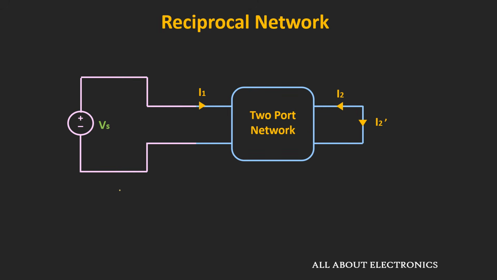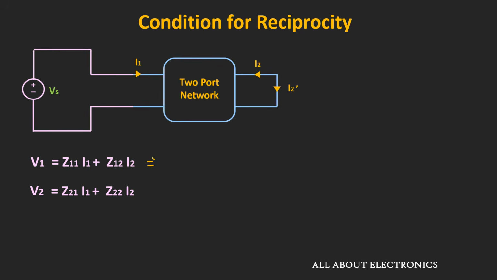That means here the voltage V1 is equal to Vs, while the current I2 is equal to minus I2 dash. And as port 2 is short circuited, the voltage V2 is equal to 0. From this we can write voltage Vs is equal to Z11 times I1 minus Z12 times I2 dash. Similarly, we can write the second expression as 0 is equal to Z21 times I1 minus Z22 times I2 dash.